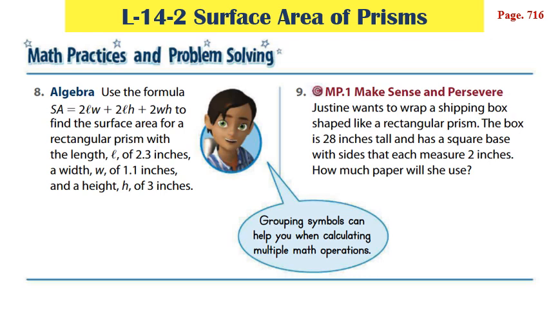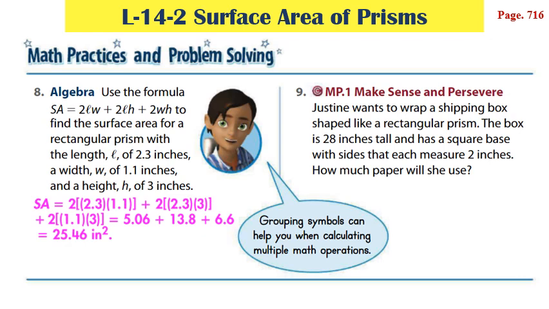Very good. Surface area equals 2 times 2.3 times 1.1, plus 2 times 2.3 times 3, plus 2 times 1.1 times 3, equals 5.06 plus 13.8 plus 6.6 equals 25.46 square inches. Great. Grouping symbols can help you when calculating multiple math operations.